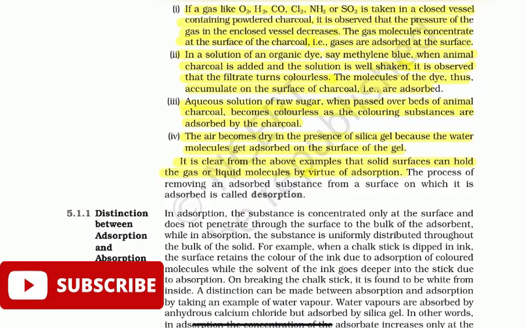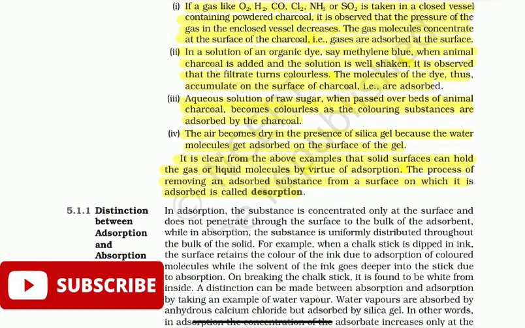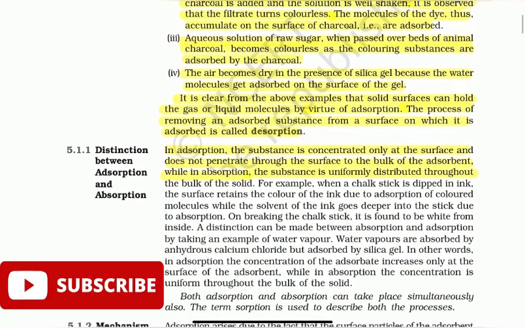It is clear from the above examples that solid surfaces can hold gas or liquid molecules by virtue of adsorption. The process of removing an adsorbed substance from a surface on which it is adsorbed is called desorption. In adsorption, the substance is concentrated only at the surface and does not penetrate through the surface to the bulk of the adsorbent, while in absorption, the substance is uniformly distributed throughout the bulk of the solid.